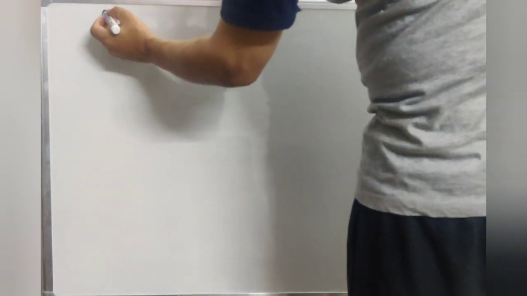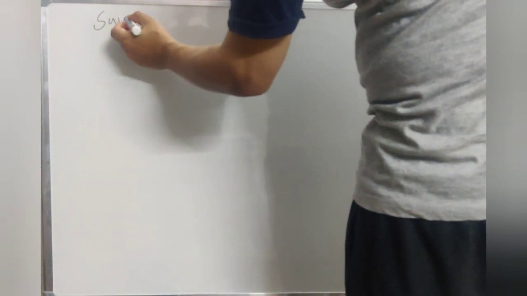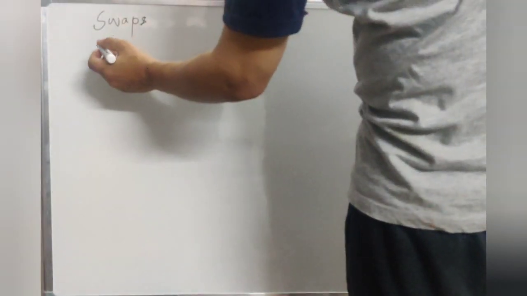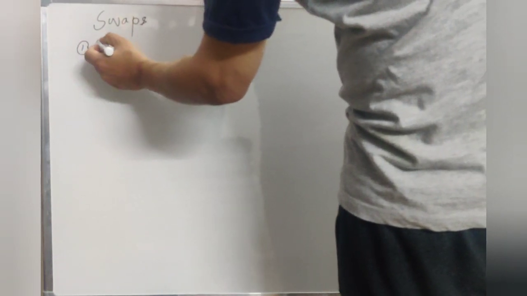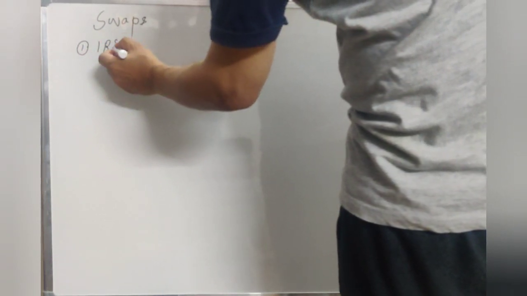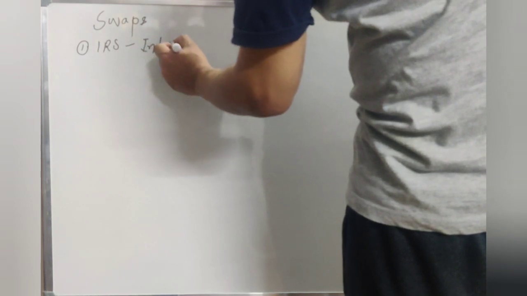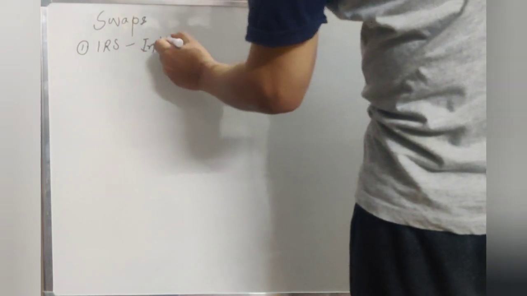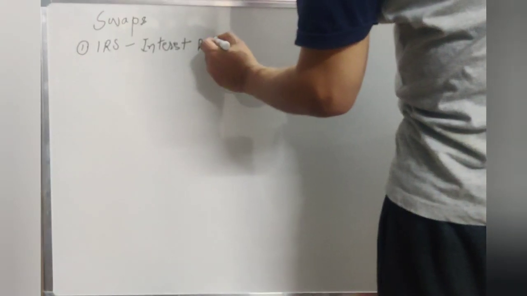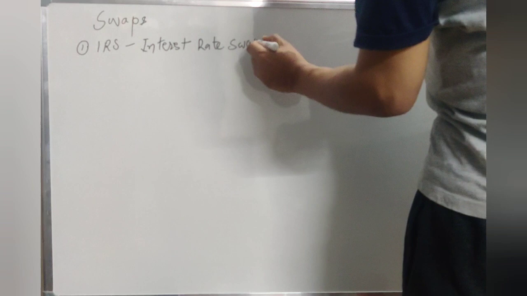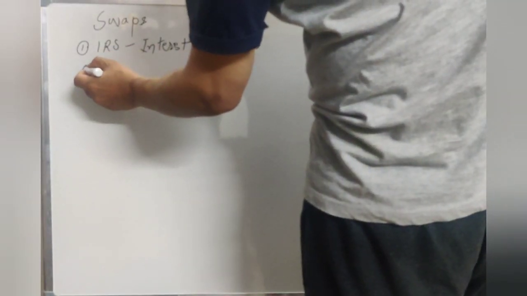Hello friend, today I am going to add some random topic for the FRM and the CFA, and the topic is swaps. Swap is a derivative product which is majorly used for hedging purposes by various corporates and the banks in their balance sheets. The swaps can be broadly of four types.